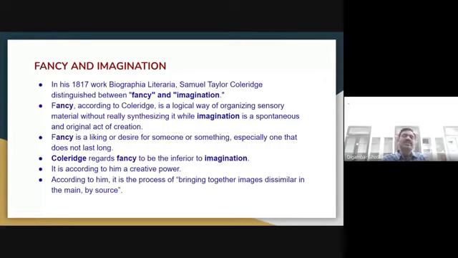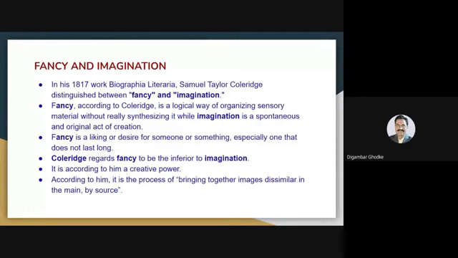In my previous lecture, I talked about Coleridge's views on imagination, and we also understood the two types of imagination that he talks about. We talked about the primary imagination and secondary imagination. In this part of my lecture, I shall be talking about the difference between fancy and imagination.